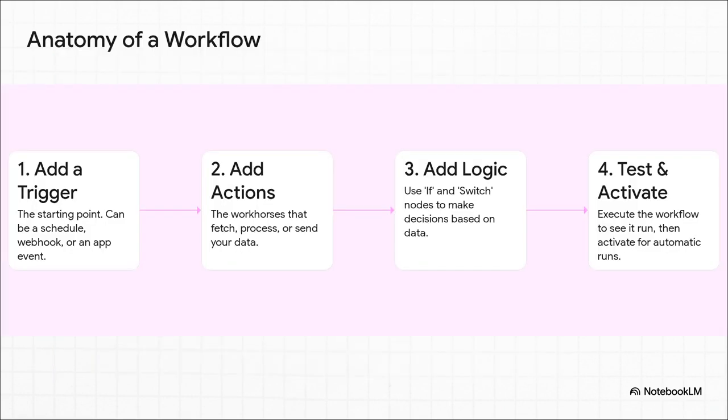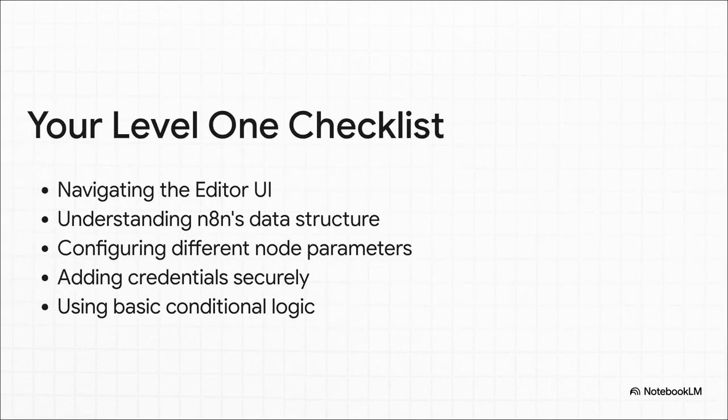And this is the blueprint. It's the basic anatomy of every single workflow you will ever build. It's a simple, repeatable pattern. I don't care if your automation has 2 nodes or 200 nodes, it's always going to have this structure. Something that kicks it off, a few things that do the work, some logic to make decisions, and then you run it. Think of this as your level 1 checklist.